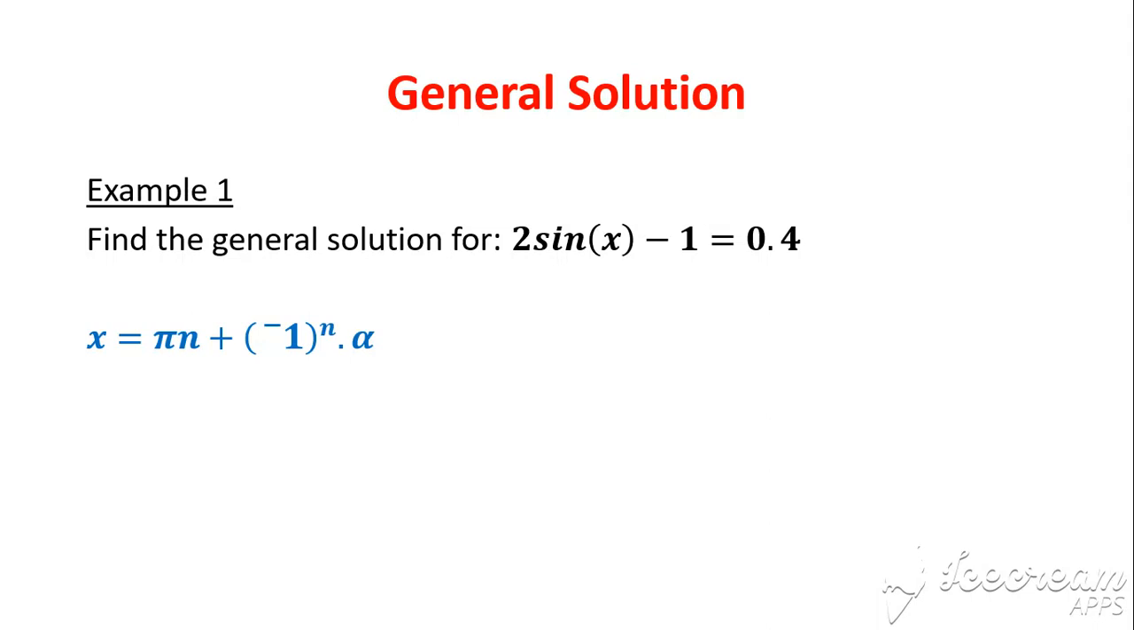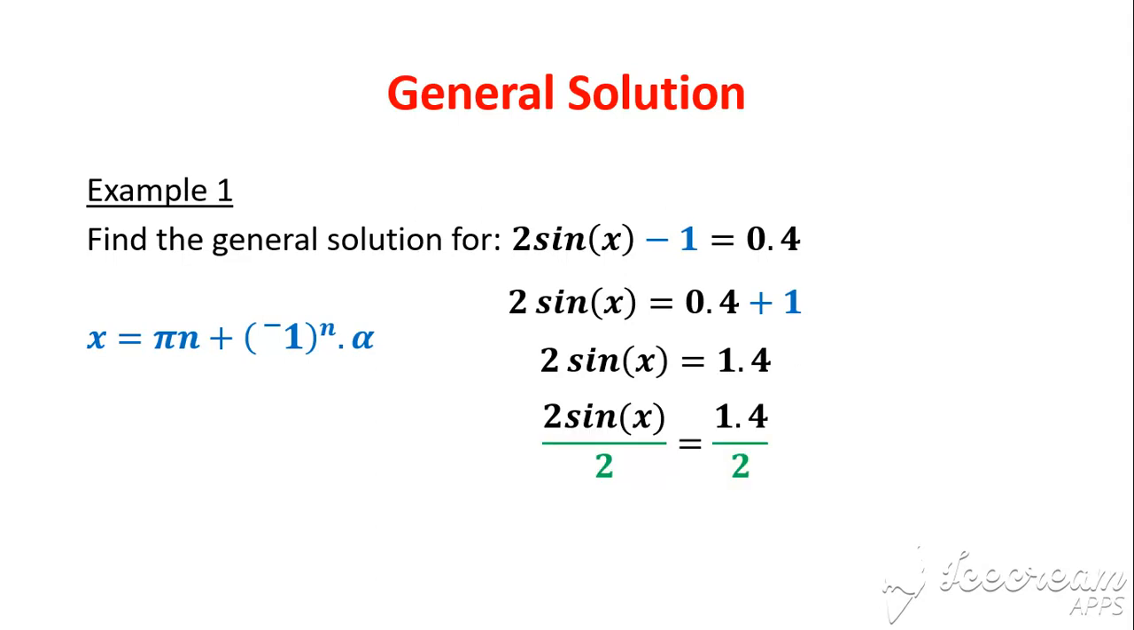Right, well we have to do some rearranging to get alpha. So this is what we're going to have to do. We're going to have to take the minus 1 and put it onto the other side and add 1. So we get 2 sine x is equal to 1.4. And then divide both sides by 2 to remove the amplitude to get sine of x is equal to 0.7. Now we've got it in the form of sine x equal to a number.